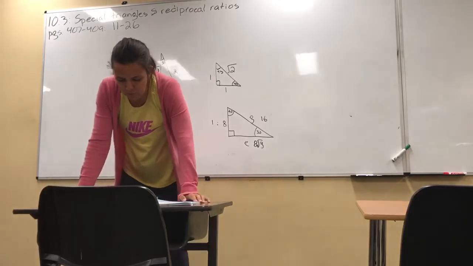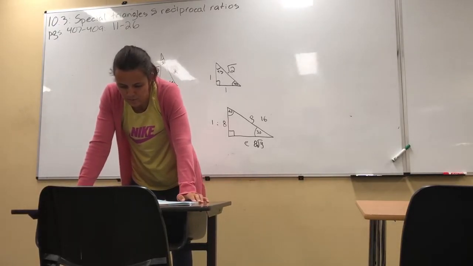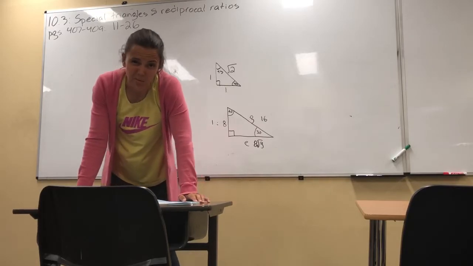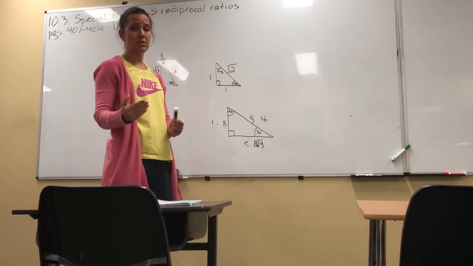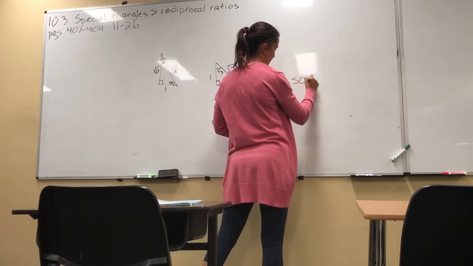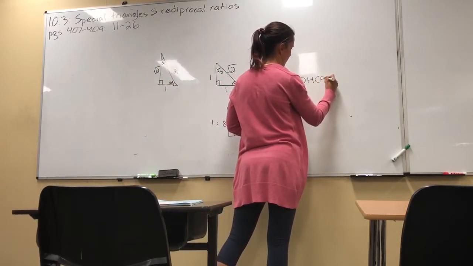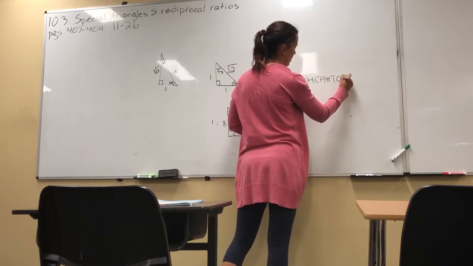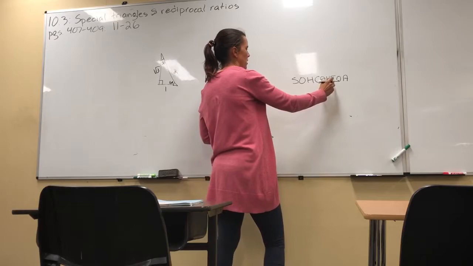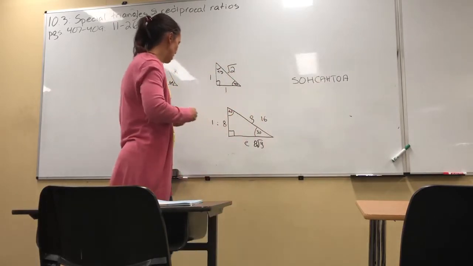Now, in example 2, they want you to find the sine and the cosine. Again, remember, you can plug angles into tables, or you can remember SOHCAHTOA, which is sine is opposite over hypotenuse, cosine is adjacent over hypotenuse, tangent is opposite over adjacent.